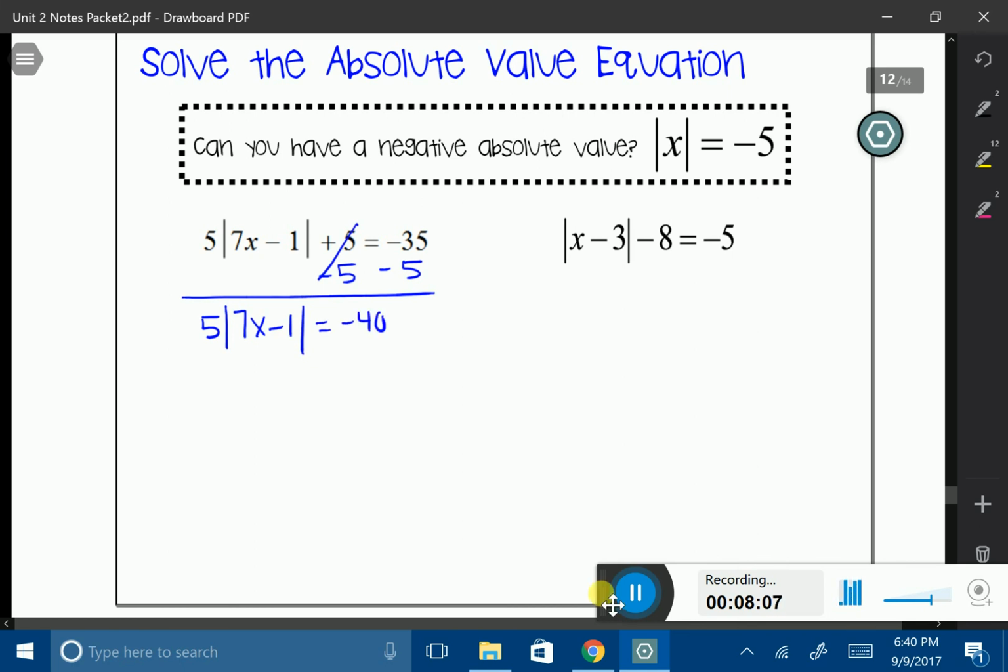And now I'm going to go ahead and divide by 5 real quick. When I do that, my 5s eliminate, and I'm left with the absolute value of 7x minus 1 is equal to negative 8. Now that you've gotten down to this point, take a look. I have a negative number on the right-hand side, and I also have the absolute value on the left. There is no number that I can put in for x to make the absolute value equal a negative. It's just not possible. So for this answer, there is no solution.